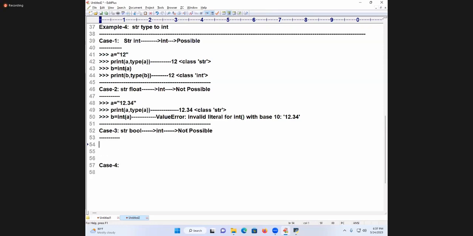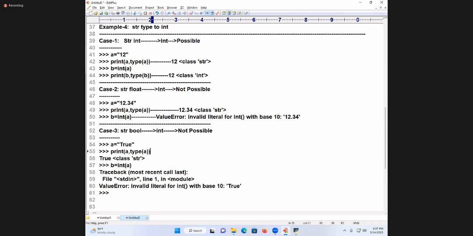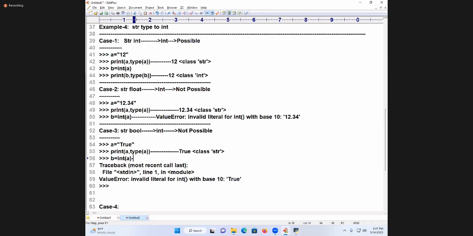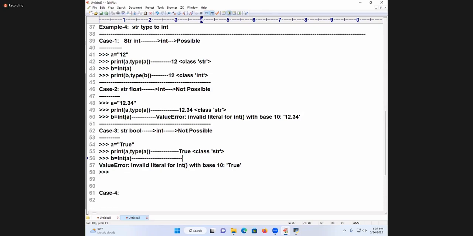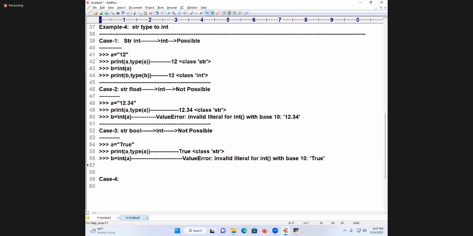Now I'm going to give an example, print of this A, getting this data, very useful things. Coming to this error also. Now this comes under the last and final conversion I'm going to take. Which str now? Pure str to which type? Int type. Possible or not possible? Not possible.